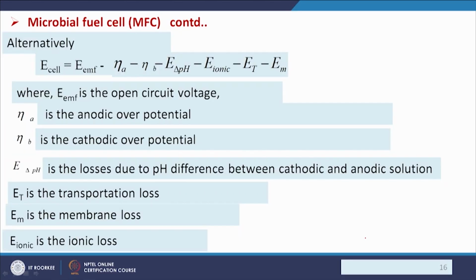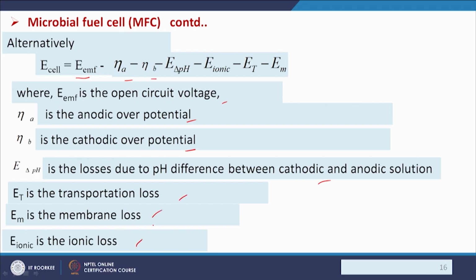Or in an alternate way, we can also write E cell equal to E emf minus eta a minus eta c minus E delta pH minus E ionic minus E t minus E m, where E emf is the open circuit voltage, minus the cathodic overpotential and anodic overpotential, and this is the loss due to the pH difference between cathodic and anodic solution, and E t is the transportation loss, E m is the membrane loss, and E ionic is the ionic loss.